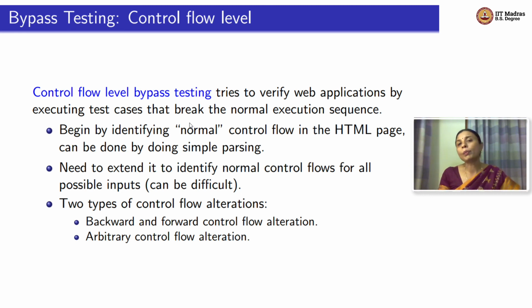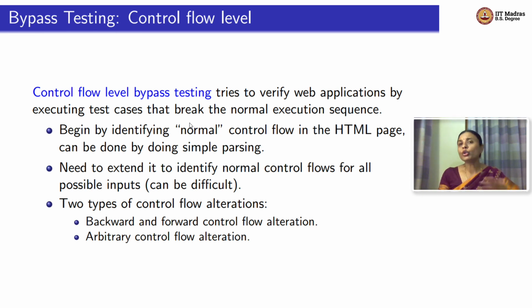And you could also parse through the code that is available for the front end to identify normal control flow. Sometimes it can get difficult if there are too many options, but you can identify normal control flow to a reasonable extent. And then you alter the control flow. You alter it by the typical example, right? By going back by one button at a state where it's not supposed to be going back, or by going forward by one link or hyperlink at a stage when it's not supposed to be going forward.